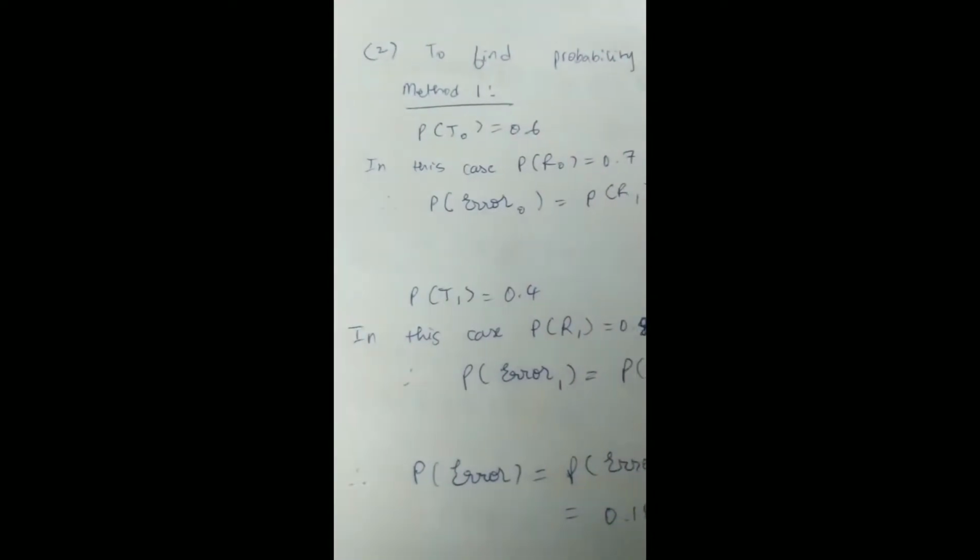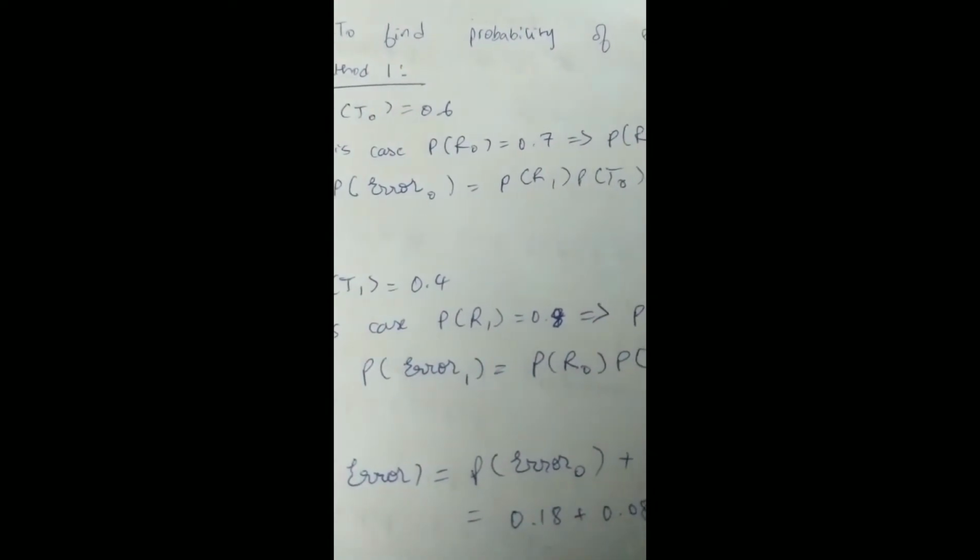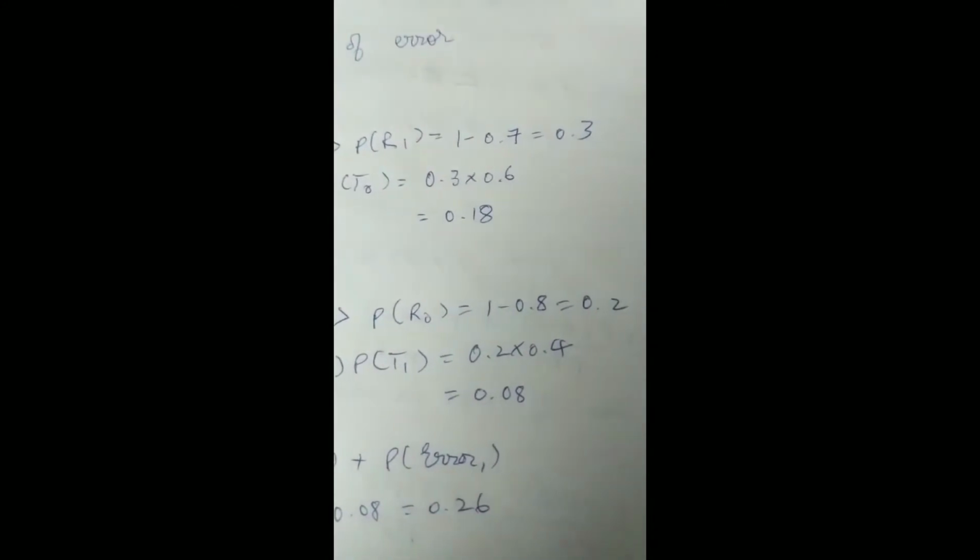We also note that probability of transmitting 1 is 0.4. So in this case probability of receiving 1 is 0.8, which is given. So probability of receiving 0 would be 1 minus 0.8, that is 0.2. So the error in this case would be probability that 0 is received times probability that 1 is transmitted, which would be 0.08. So the total probability of error would be the summation of probability of error when 0 is transmitted plus probability of error when 1 was transmitted, which would be 0.26. This is the second method.